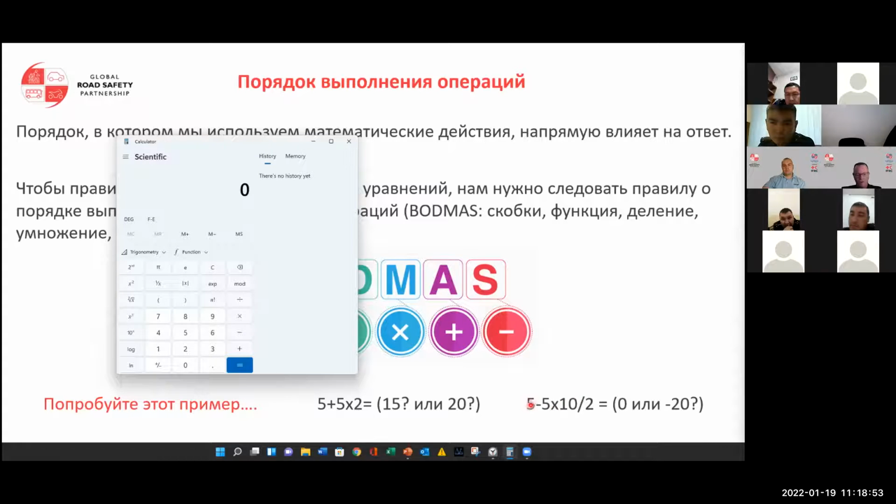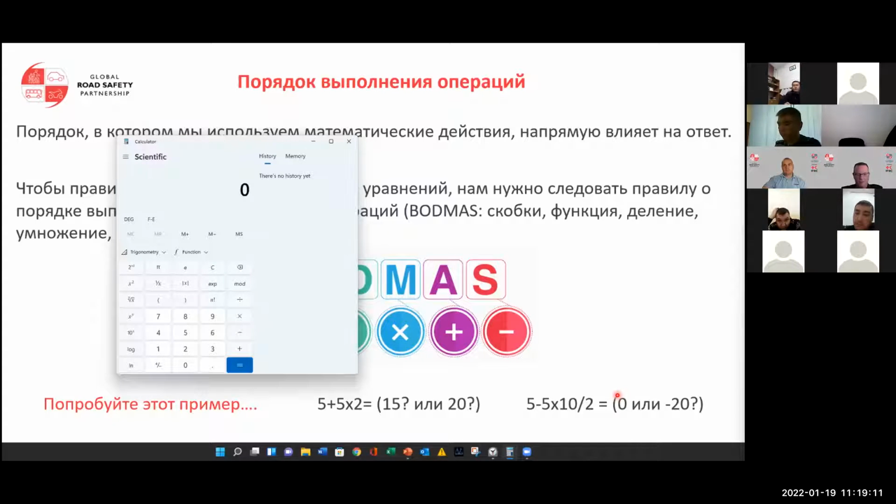Now we do our subtraction. 5 minus 25 is minus 20. So the correct answer for that one is minus 20. Again, it just demonstrates how important applying that BODMAS is to get the correct answer.